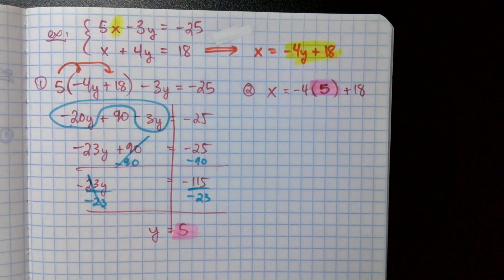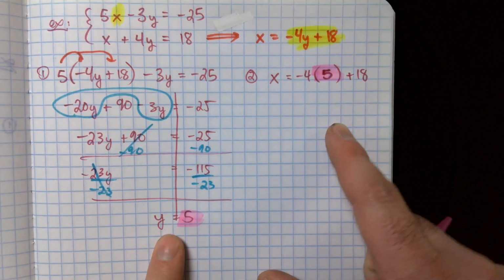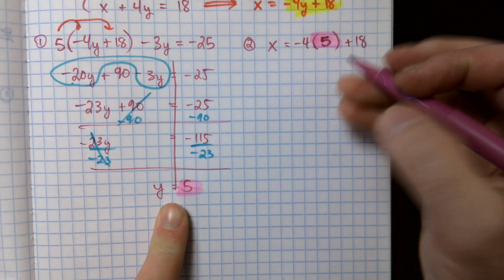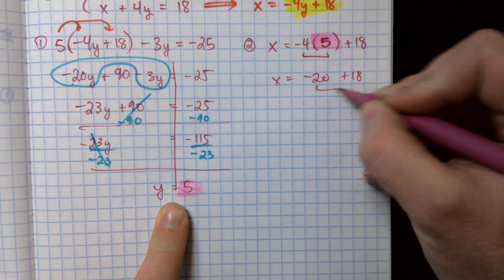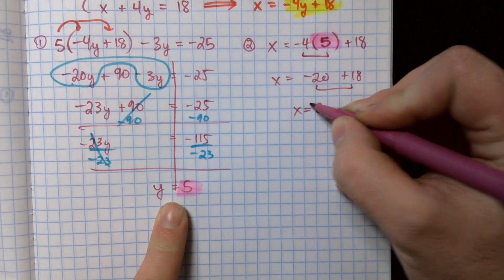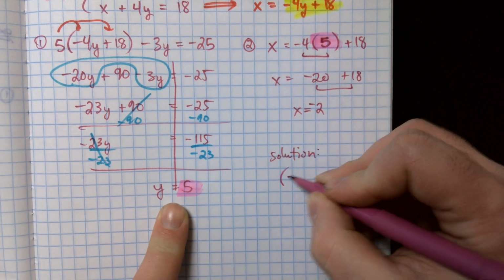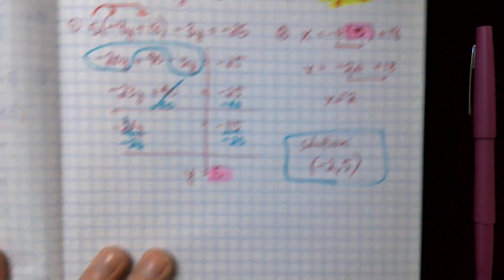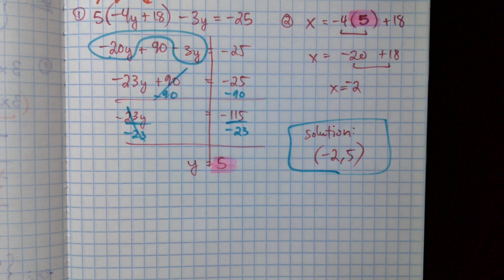My y I just found out was 5. Hopefully we can see if I get the first part wrong, it's curtains for the second part, right? So I'd be plugging in the wrong thing. What's negative 4 times 5? Negative 20. What's negative 20 plus 18? Negative 2. So what is my solution? Negative 2, comma 5. Give me a thumbs up if you got that all on your own. Very nice. Good. How exciting.